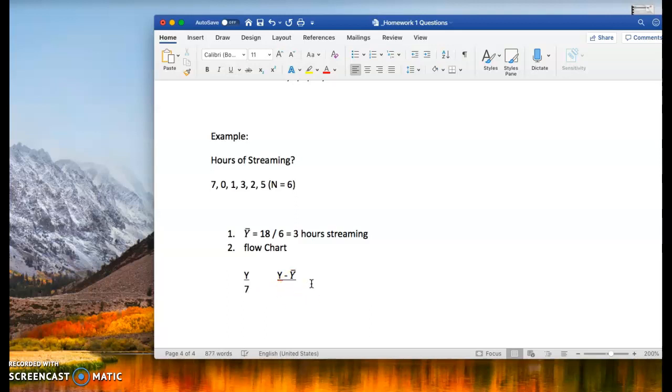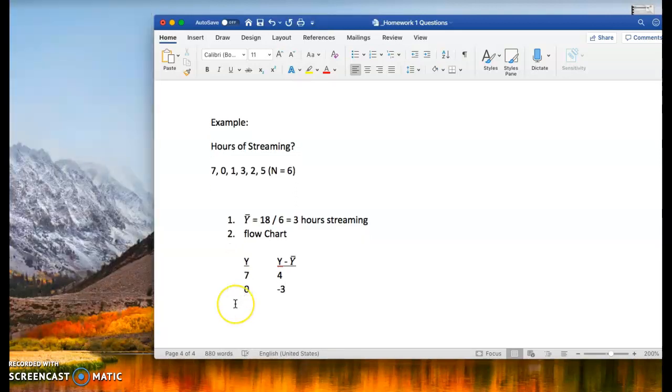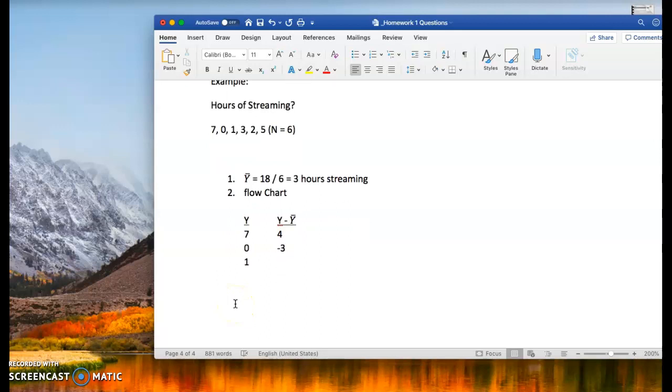So we're going to find all the deviations. So our first score is Y. The first score is 7. So we're going to do 7 minus 3. So in this case, we get 4. Our next value is 0, and so forth and so forth. Make sure to include the negatives. So 0 minus 3 gets us negative 3. Next score is 1. 1 minus 3 gets us negative 2.